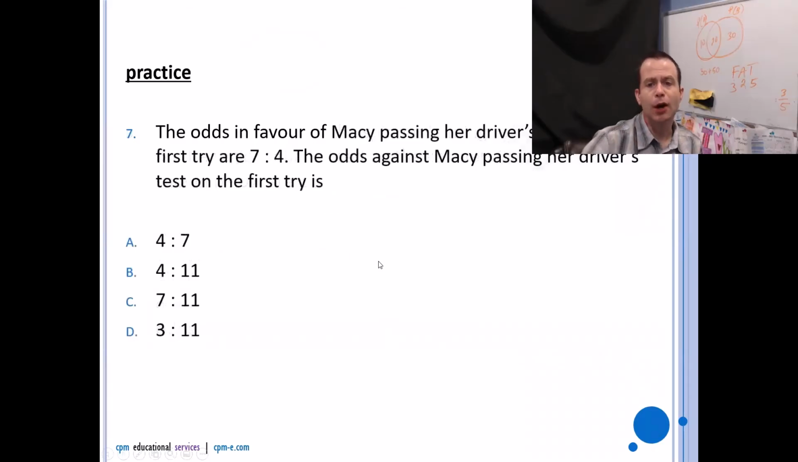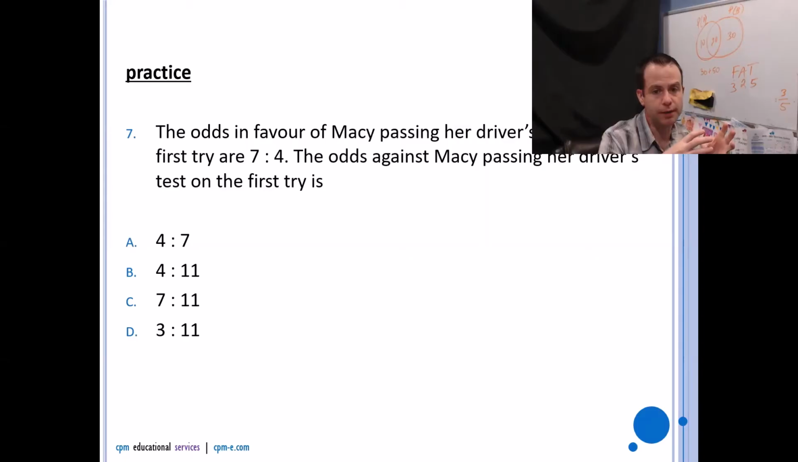Okay, the odds in favor of Macy passing her driver's test on the first try are 7 to 4. The odds against Macy passing her driving test on the first try are, well, odds in favor are the opposite of odds against. So if 7 is in favor, and 4 is against, when I want to go against, what I want is the 4 part first.